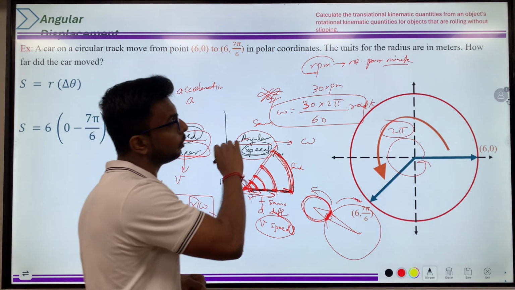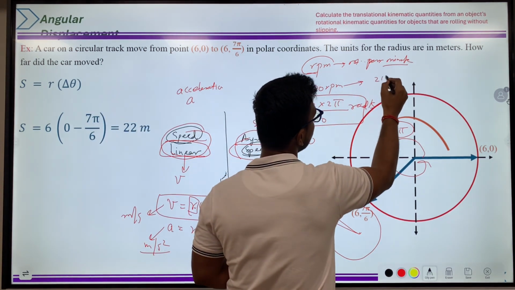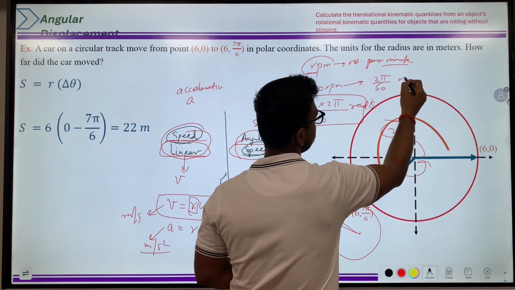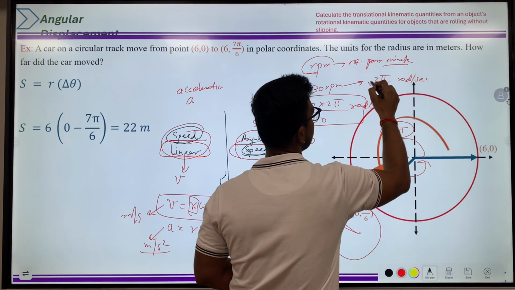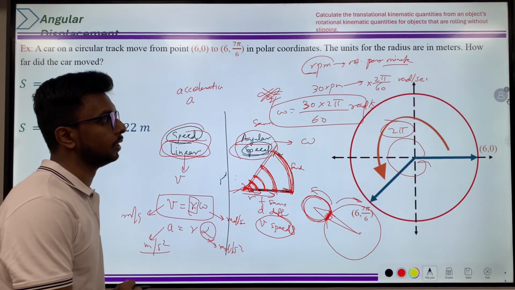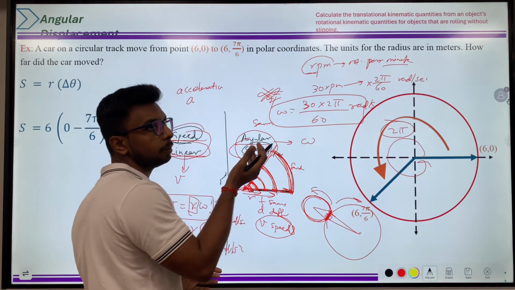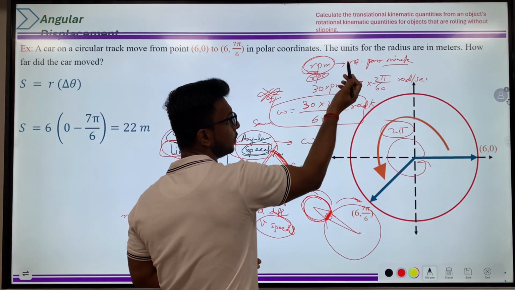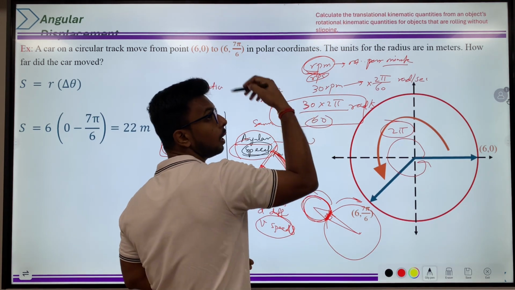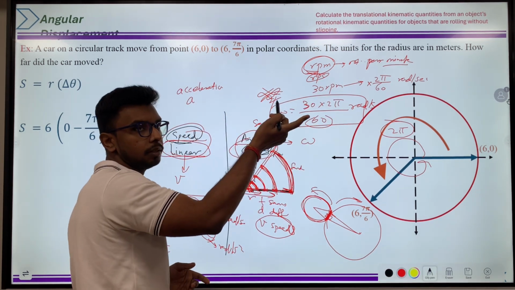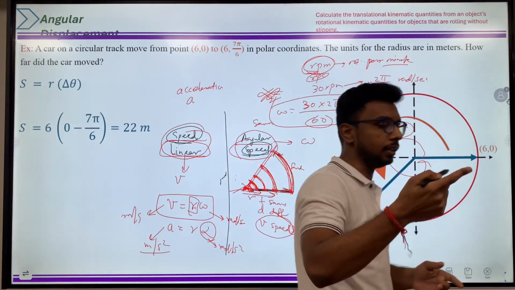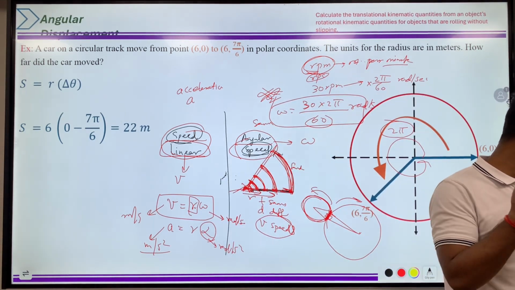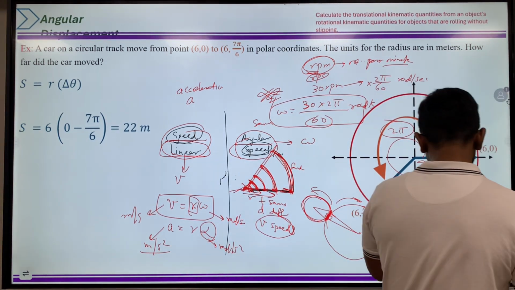If you have to change from RPM to radian per second, you have to multiply it with 2 pi over 60. That is what will give me radian per second from RPM. If they give you RPS, then no 60. If they give you RPH, then 60 times 60, because in 1 hour, 60 minutes, 60 seconds. This is just a pre-explanation of what we are going to study now.